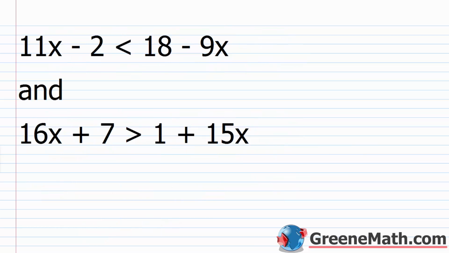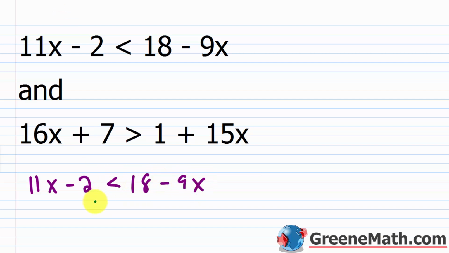All right, let's take a look at another one with "and." So we have 11x minus 2 is less than 18 minus 9x, and we have 16x plus 7 is greater than 1 plus 15x. All right. So all I want to do is just solve these individually and then again just put the solutions together. So I have 11x minus 2 is less than 18 minus 9x.